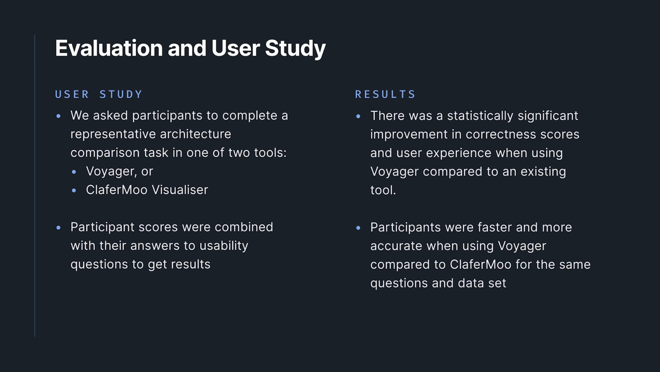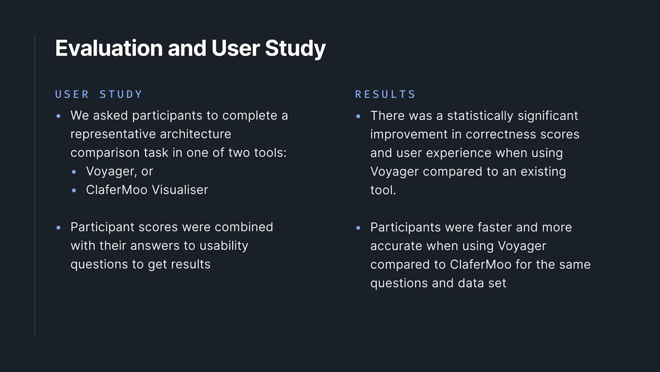Participants were asked to rate the tools they used based on a series of usability questions according to a 5-point Likert scale. This was combined with the correctness scores of the answers they provided to give us an overall result. Our results show it had a significantly better user experience compared with the other tool, and it allowed participants to achieve a higher accuracy of answers in a shorter time span.